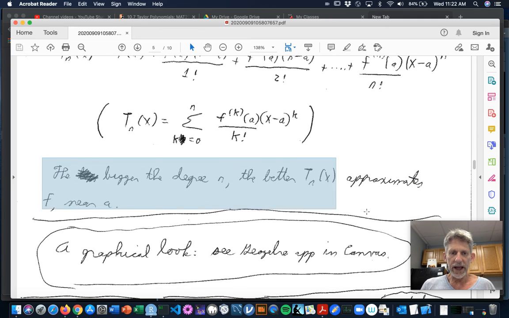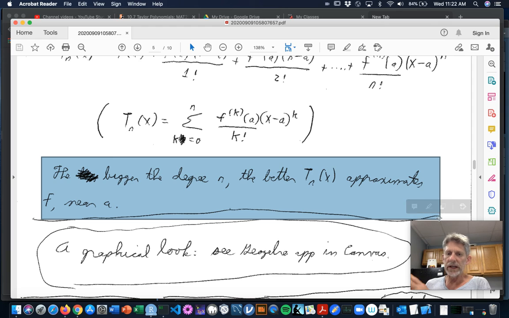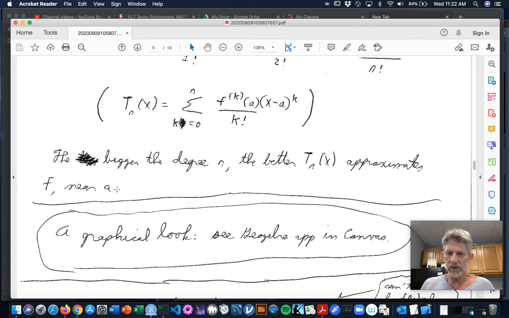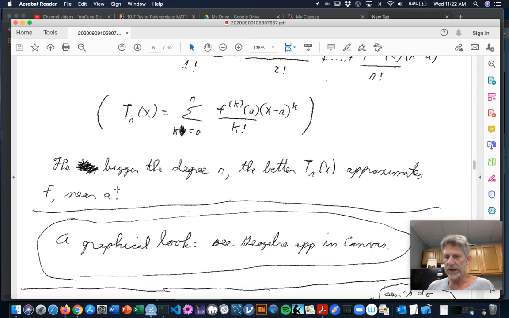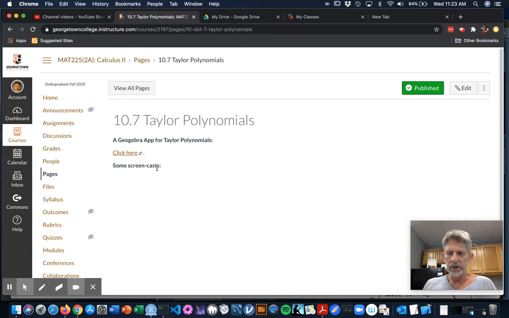And what seems to be happening is that the bigger the degree n that you use, the better the nth Taylor polynomial is going to approximate the function, as long as you stay near x equal a. So let's look at this graphically. I've provided a link to a little app that uses the geometric software called GeoGebra. It's over in Canvas. Let's visit it. So I'm going to Canvas here, to the page for section 10.7, and I've got a little link to this app. So, well, let's open it up.